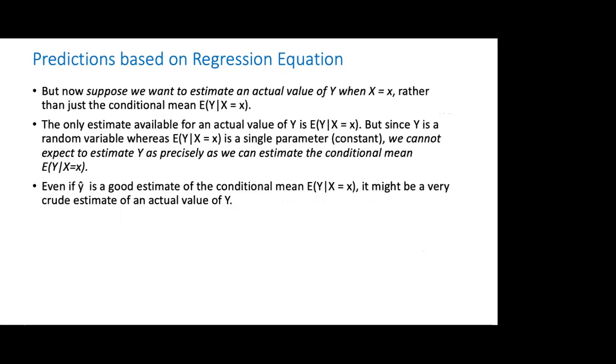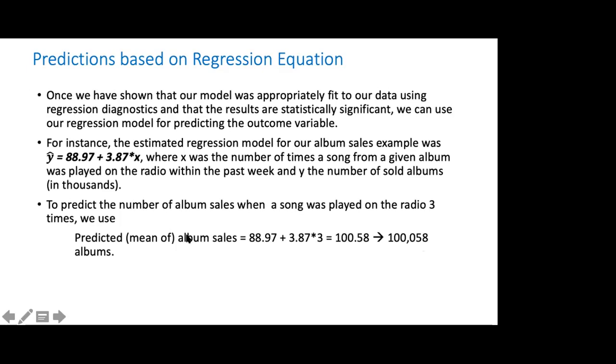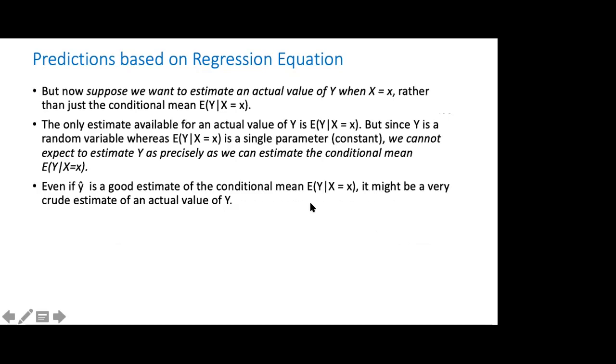All right, and again, keep in mind that is the mean value. So of course the actual values will differ, will fluctuate around our prediction. But now suppose that we want to estimate an actual value of y, when x equals a certain value. We want to estimate the actual number of album sales when we play the song 3 times on the radio, rather than just the conditional mean.